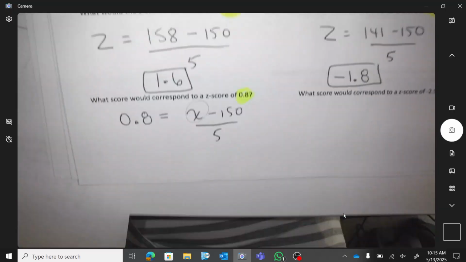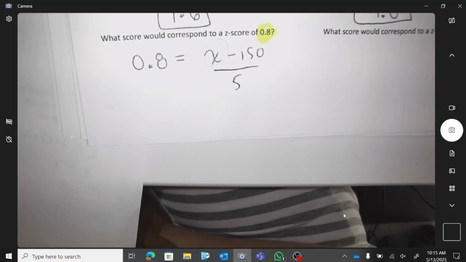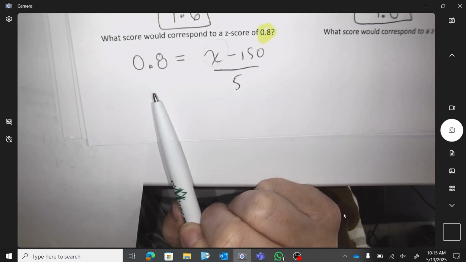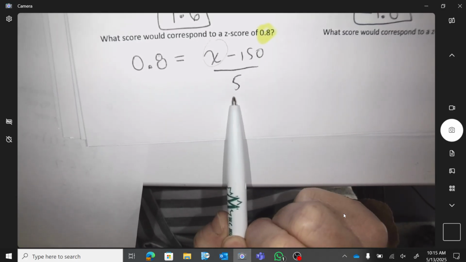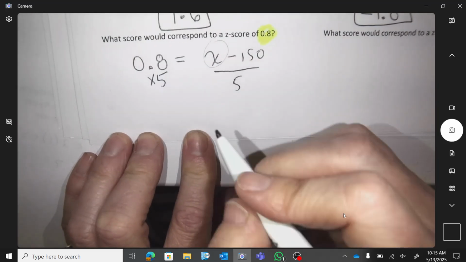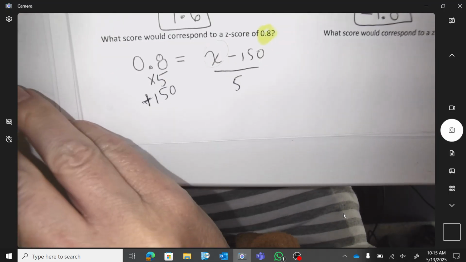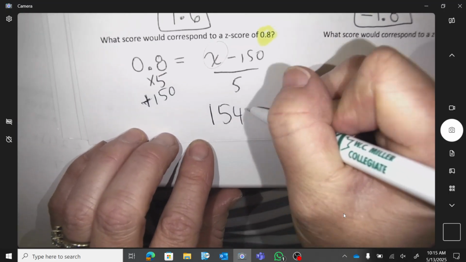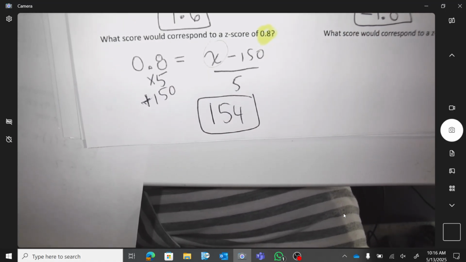Okay. Can anybody give me 2 algebra moves to get this number? I have to do 2 things to it. What should I do first? Which one do I have to eliminate first? Multiply by 5 and then add 150. So can you do those 2 maneuvers? You have to do it in that order, right? And we guessed, and look at that, we're pretty bang on our guess, one of their guesses.